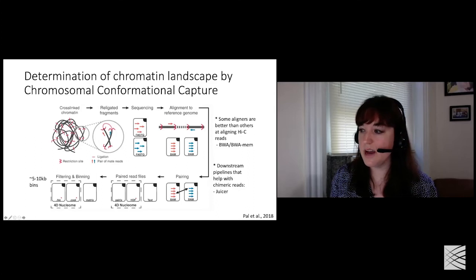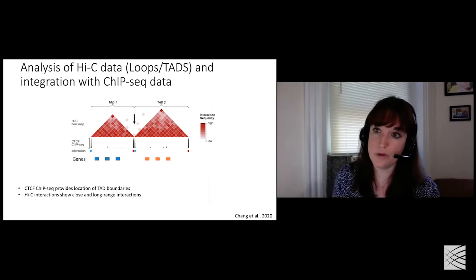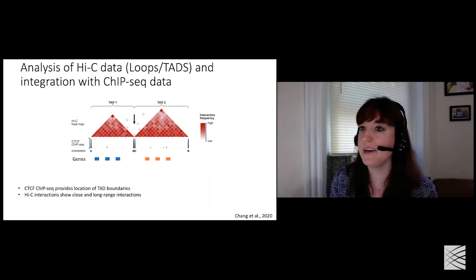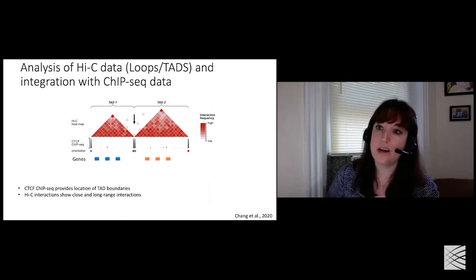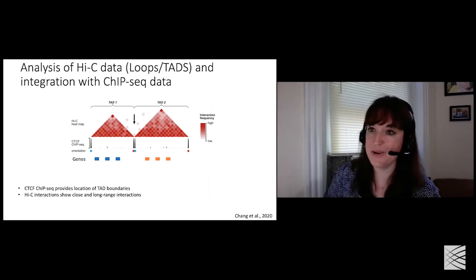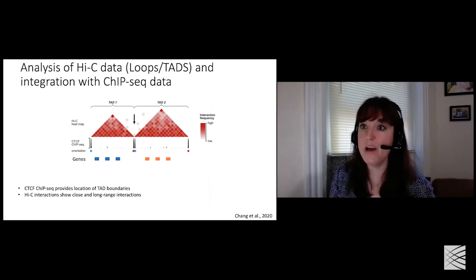So now that we've paired our ends and filtered and binned, we can generate a Hi-C heat map that looks kind of like this. And so again, the goal of Hi-C is to look at long range and short range chromatin interactions. And by analysis of this data, you can get what are called loops and what are called TADs. This is kind of a hot topic right now. So TADs are topologically associated domains. They are large regions of the genome that interact with each other, but not other TADs.